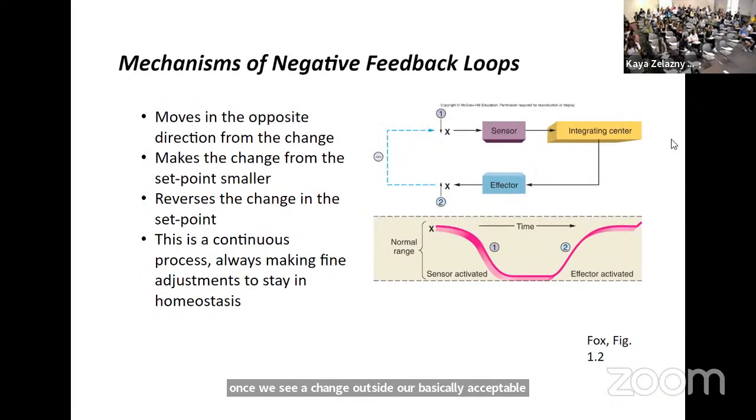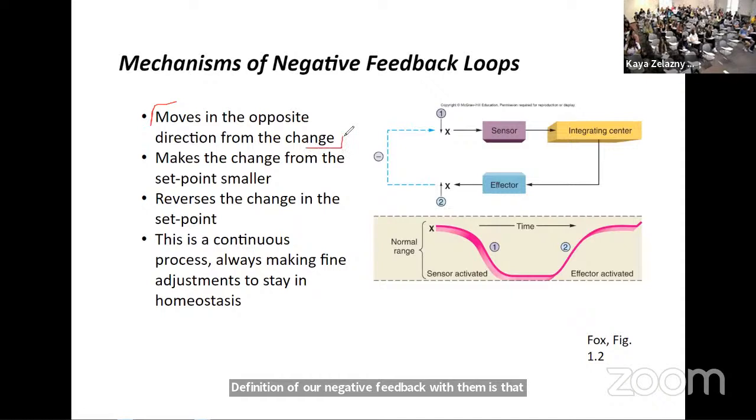Our definition of a negative feedback loop then is that we're moving in the opposite direction from the change that we see. Okay, so the change from the set point, we have a word for. The change from the set point is getting smaller. The thing that's getting smaller is our error signal. That was our error signal, ES, from the previous set of slides. So the error signal, that change from the set point, is getting smaller, reversing our change.